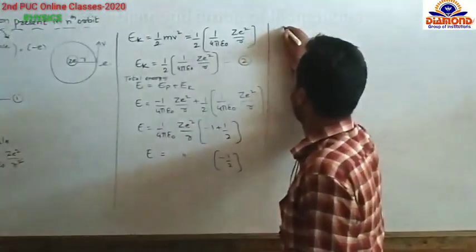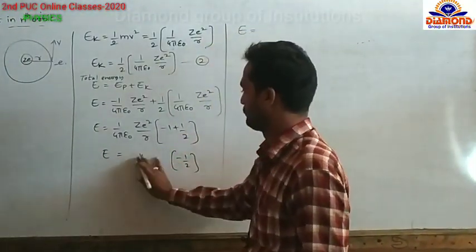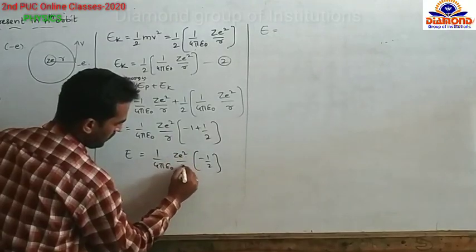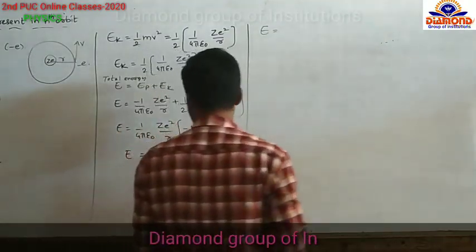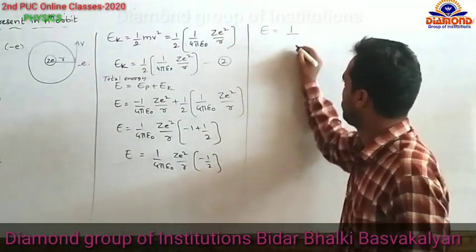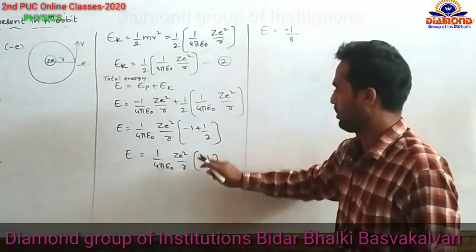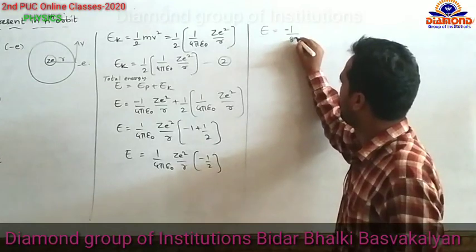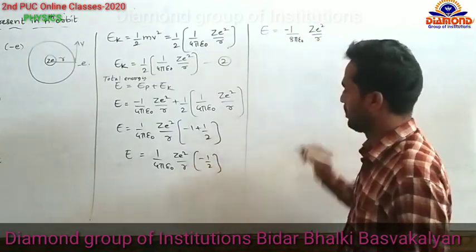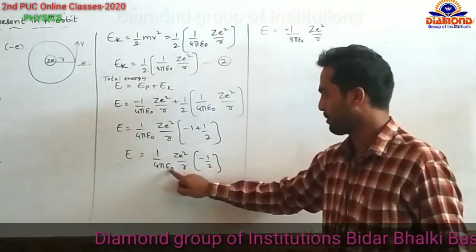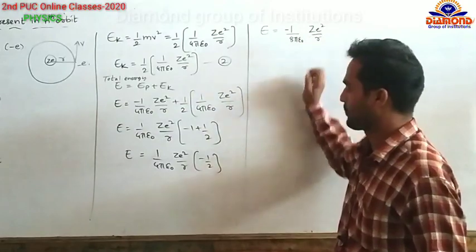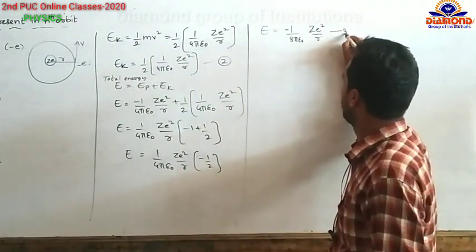So now the final answer becomes E equal to 1 by 4 pi epsilon naught Ze square by r into minus 1 by 2. So now writing the complete step here, 1 by 4 into 2 becomes 8, and taking the minus here, then pi epsilon naught, then Ze square divided by r. See once again, 1 by 4 pi epsilon naught into 2 becomes 1 by 8 pi epsilon naught, with the minus taken over here, and Ze square by r. So this is equation number 3.